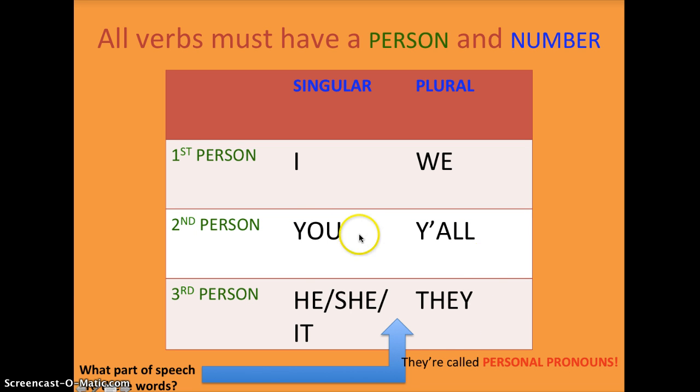And the way I teach my kids is: I, you, he, she, it, we, y'all, they. If you say it fast enough, a bad word you will say.